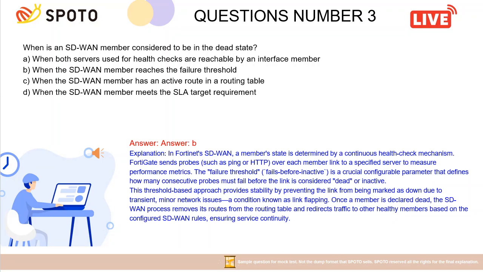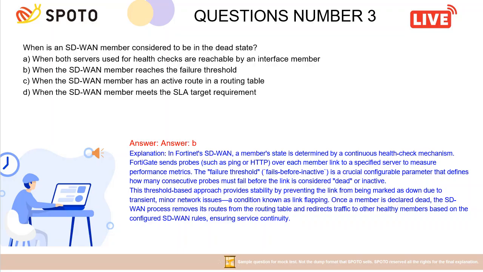Answer B. In Fortinet's SD-WAN, a member's state is determined by a continuous health check mechanism. FortiGate sends probes, such as ping or HTTP, over each member linked to a specified server to measure performance metrics. The failure threshold, fails before inactive, is a crucial configurable parameter that defines how many consecutive probes must fail before the link is considered dead or inactive. This threshold-based approach provides stability by preventing the link from being marked as down due to transient, minor network issues, a condition known as link flapping.